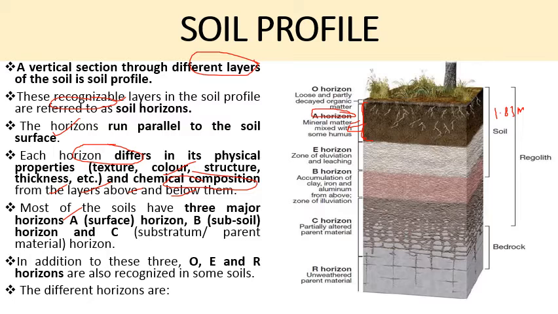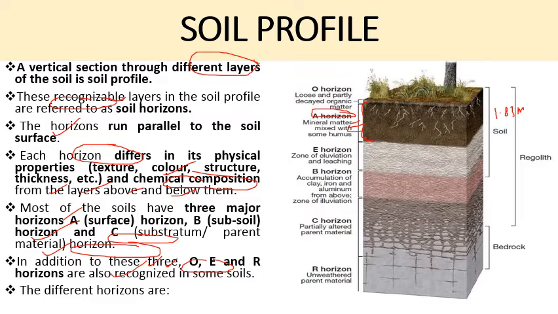Most of the soils have major three layers, three horizons, that is A, B and C. A horizon is the surface of soil, then B horizon is known as subsoil, and the C horizon, that is the substratum, contains the parent material. But in addition to these layers, there are some other layers which are visible in some part of the soil profile. There is O horizon, E horizon and R horizon. These are also recognized in some of the soil profiles.